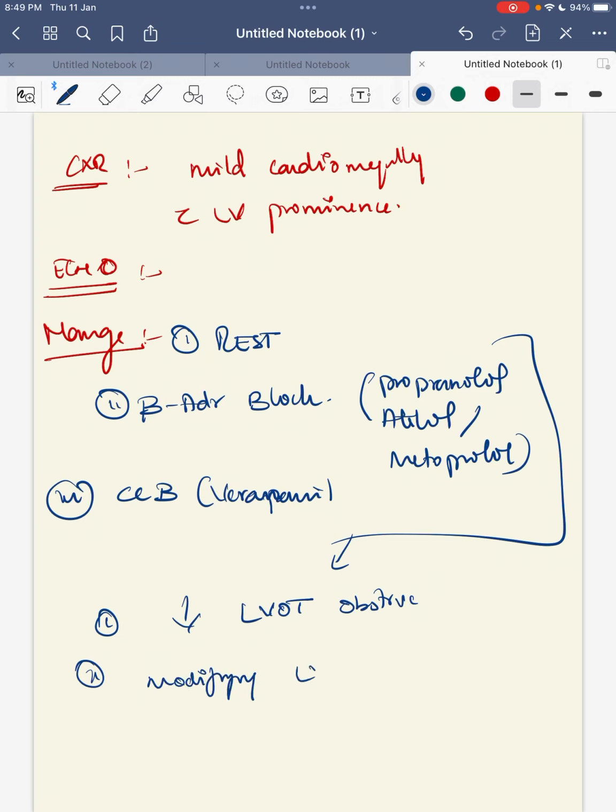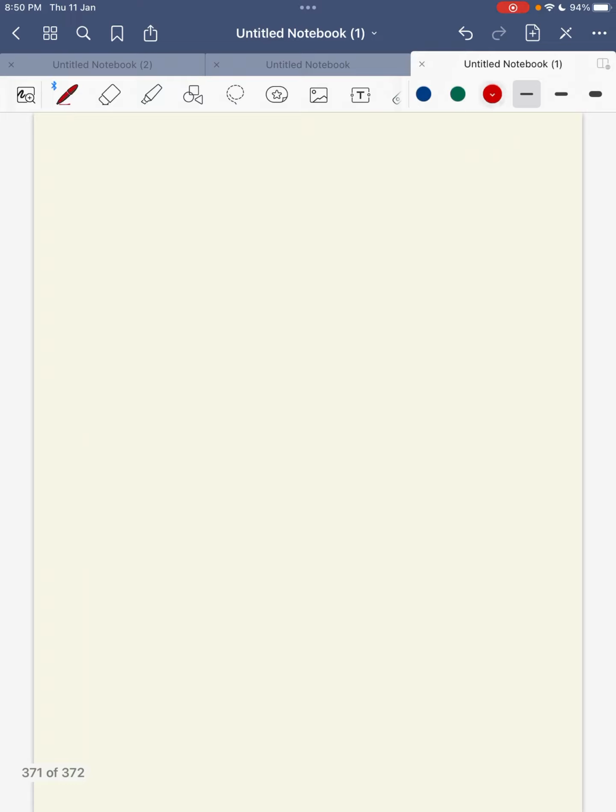Secondly, modifying the left ventricular hypertrophy. And third, improving the ventricular filling. Okay. So mainly use beta adrenergic blocker and calcium channel blocker.